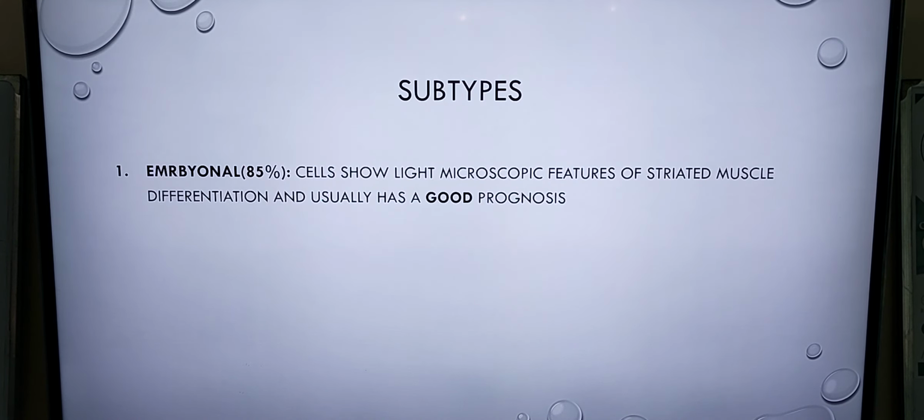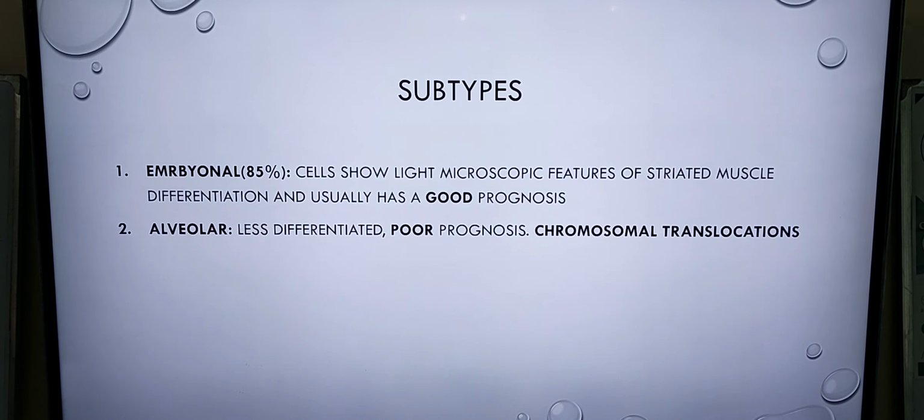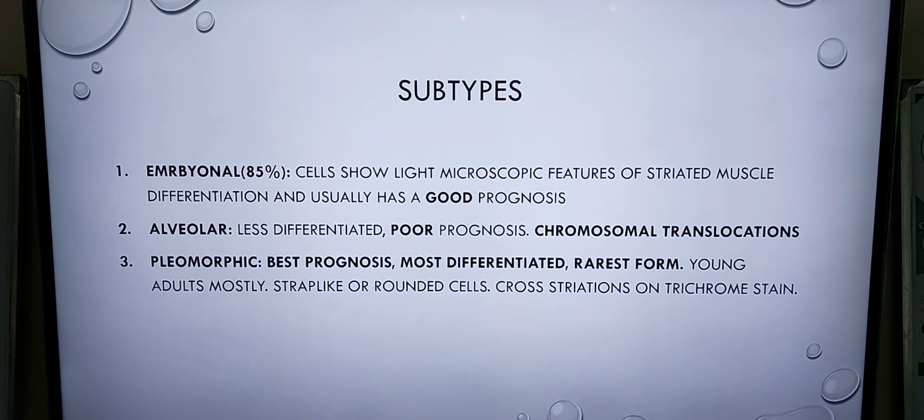The first one is embryonal, which shows a good prognosis and a good degree of differentiation. We know that whenever a tumor is well differentiated, prognosis is usually better. The second subtype is alveolar, which is less differentiated and hence has a poorer prognosis. Chromosomal translocations are a hallmark of this tumor in cytogenetic analysis.